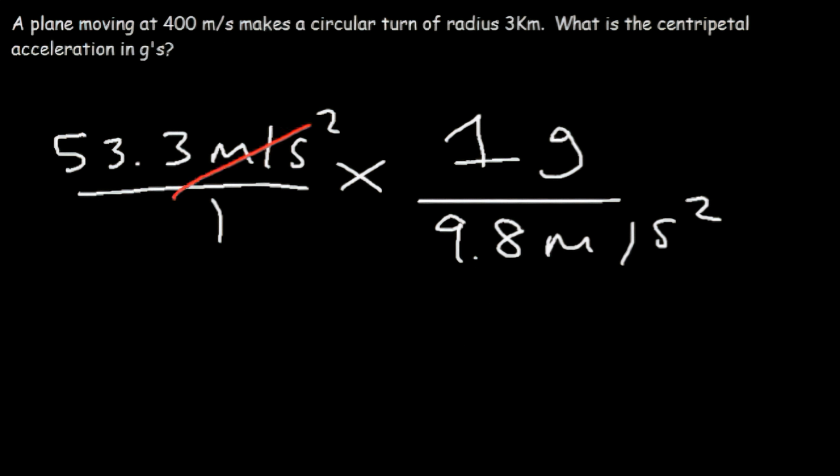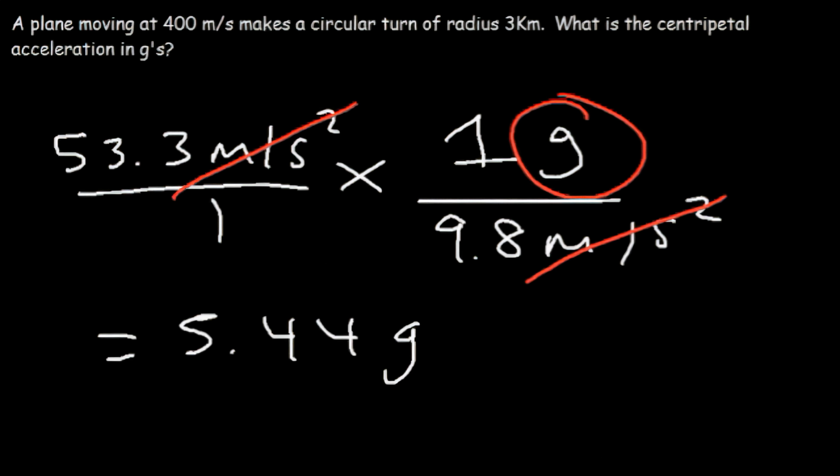So notice that these units cancel. So by dividing, you're going to get the number of g's. And so that's why it works out this way. So it's 5.44 g's.